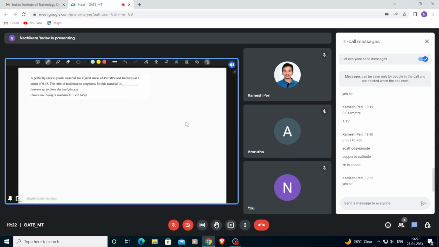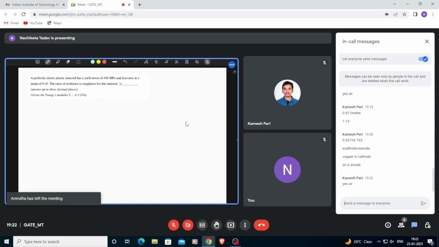Here we have to calculate the ratio of resilience to toughness, and yield stress is given and fracture strain is given. So how will we calculate? Can you tell? And Young's modulus value is also given. What is resilience?